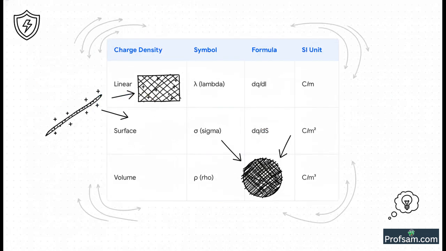Now, this slide is your exam safe zone, so please pay close attention. For linear charge density, the symbol we use is the Greek letter lambda. It's defined as a tiny bit of charge, dq, spread over a tiny bit of length, dl. And its unit is coulombs per meter. For surface charge density, the symbol is sigma. That's the tiny charge dq on a tiny area, ds. The unit is coulombs per meter squared. And finally, for volume charge density, the symbol is rho. That's the charge dq inside a tiny volume dv, and its unit is coulombs per meter cubed. You must remember these symbols, their formulas, and their units. They are very important for your exams.